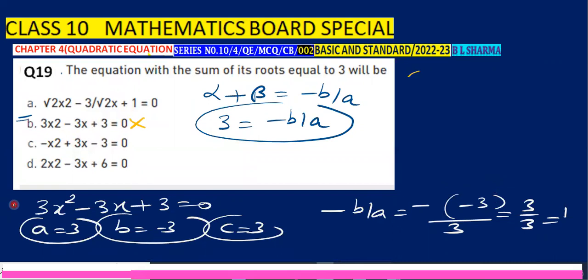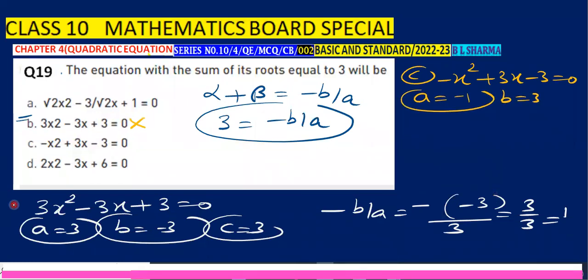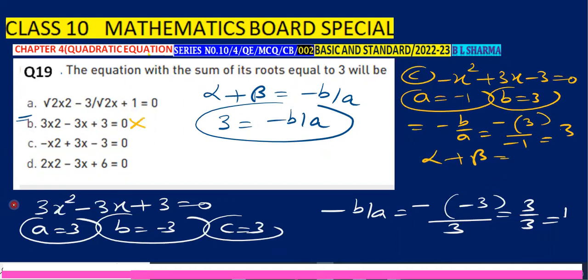Now we take C part. In C, it is minus x square plus 3x minus 3 is equal to 0. Here a is minus 1, b is equal to 3, and minus b upon a, that is minus 3 upon minus 1, minus minus plus, that is 3. So yes, sum of zeros here is 3 in this equation. So C is the correct option here.